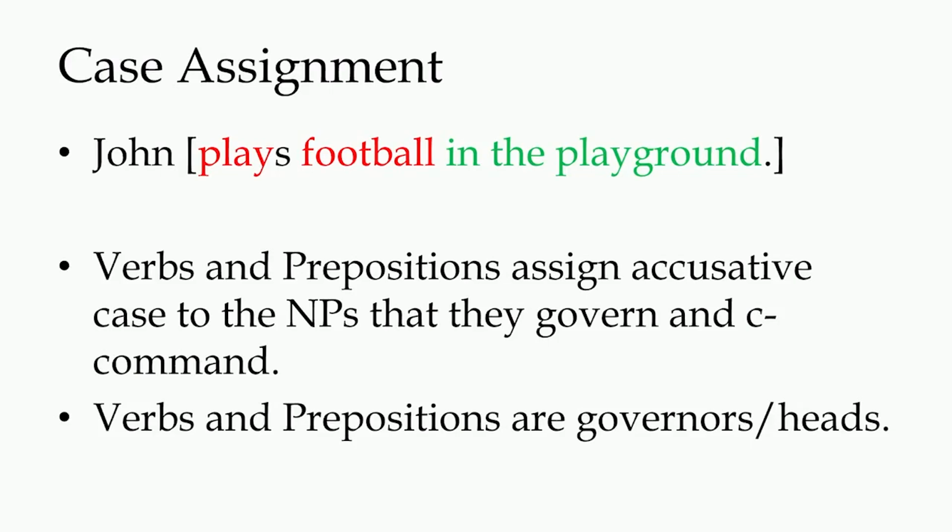Now what we have seen so far is how John is represented in the structure and how football is represented in the structure as two different NPs and with two different types of grammatical relations. Now when it comes to case, we know that John has a nominative case being the subject of the sentence, and football has got an objective case being in the object position of the verb.